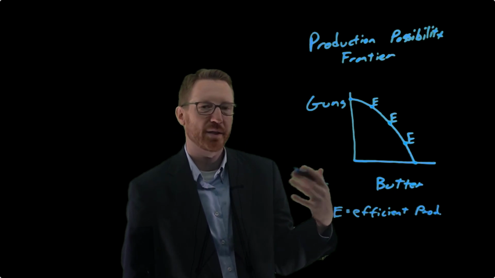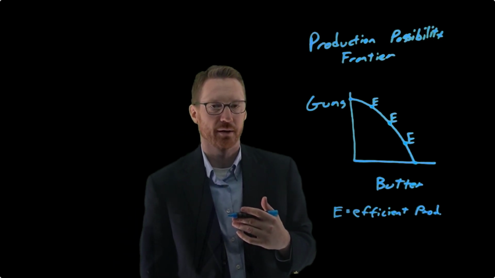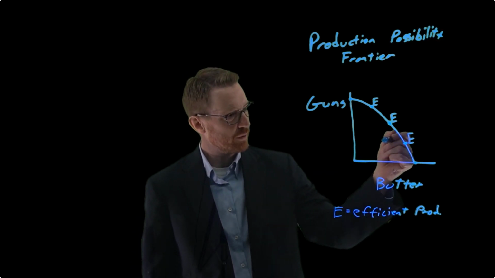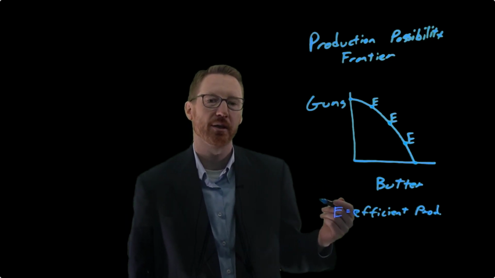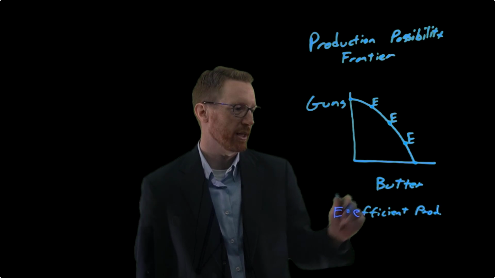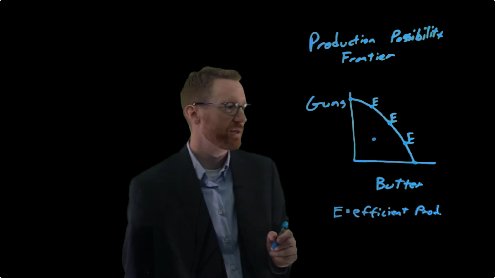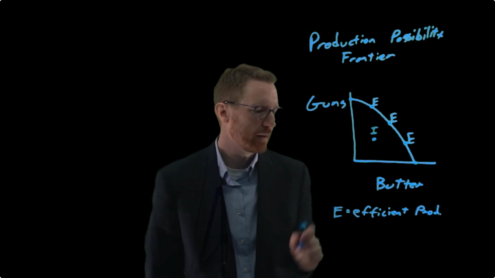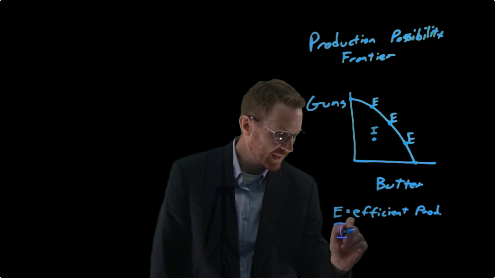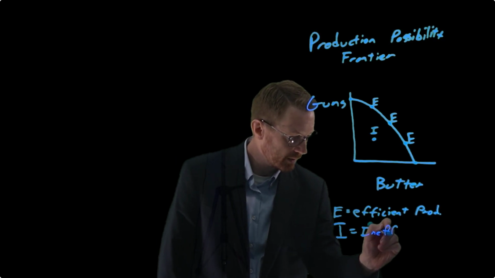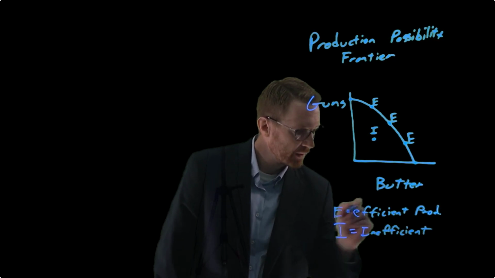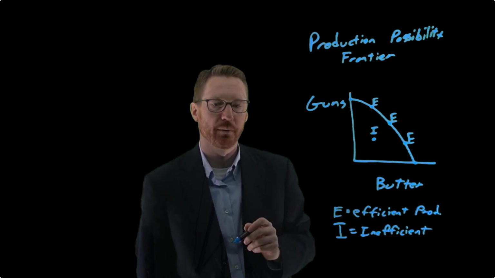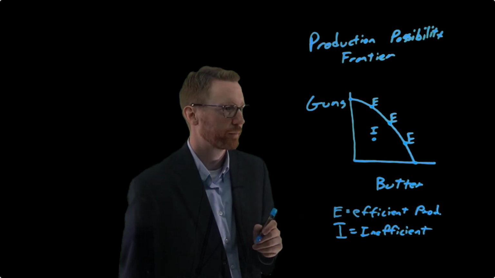But the economy isn't always on its efficient production frontier. It's not like we're always getting the most we could out of our scarce resources. We could be somewhere inside producing fewer guns and fewer butters than we potentially could. So these points inside of the possibility frontier, let's call those I. So I is our inefficient point. Because we could produce more, right? We could produce along this frontier, producing more of guns and more butter.